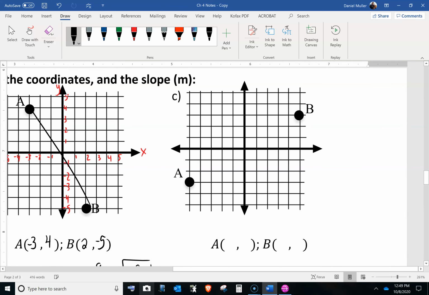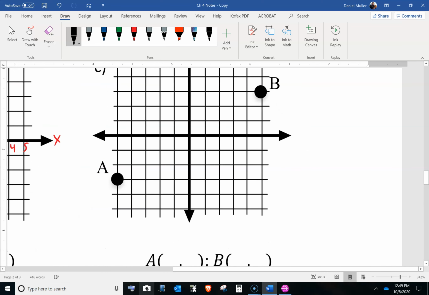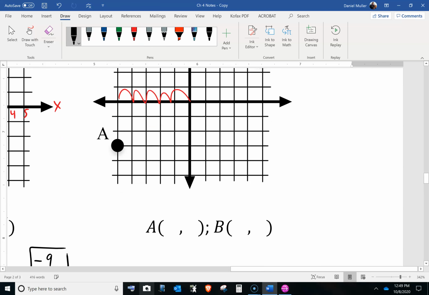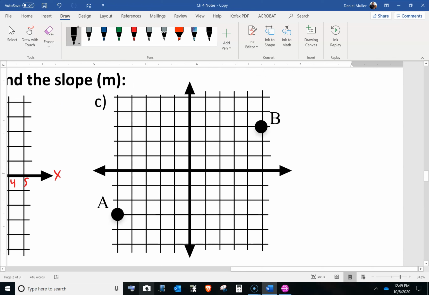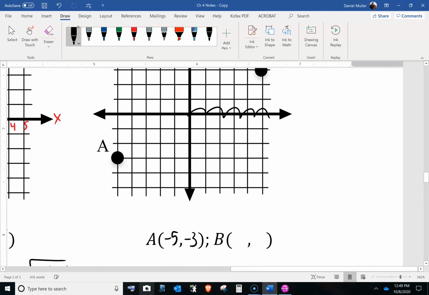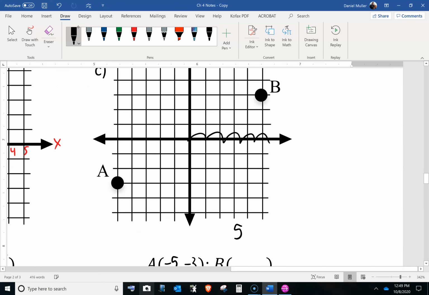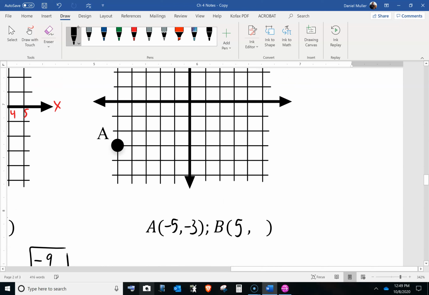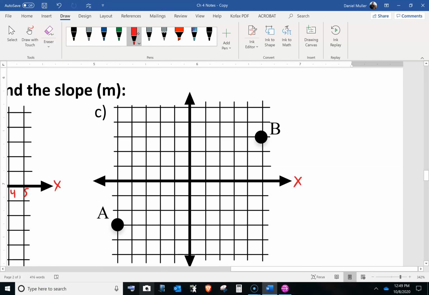Okay, so we can do A here, what the coordinate point is. So 1, 2, 3, 4, 5. So it's -5. And then down 1, 2, 3. So down 3. Now B, 1, 2, 3, 4, 5, +5 in the x direction, and 1, 2, 3. Oh, +3. So it's +5 because it's going right, and then +3 because it's heading up. So those are my 2 coordinate points. Again, you could do some labeling if you wanted to for the x and for the y, but it is not necessary.